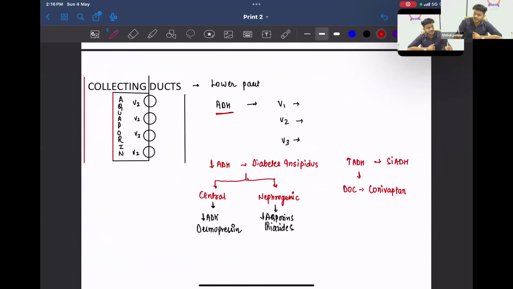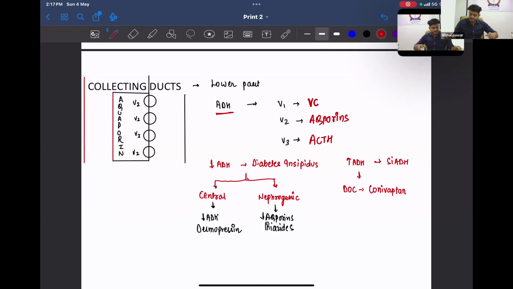We are having three receptors, V1, V2, V3. V1 is going to cause what? It is going to cause vasoconstriction. V2 is present in the aquaporins. Aqua means water. Porins means it is going to absorb the water. And the third one we are having is going to be your V3 receptor, which is going to lead to the release of ACTH. ACTH release will be there. V3 receptor. Right?